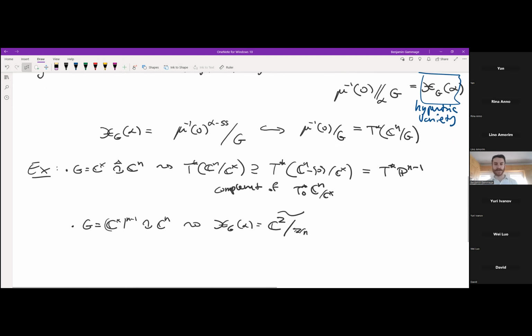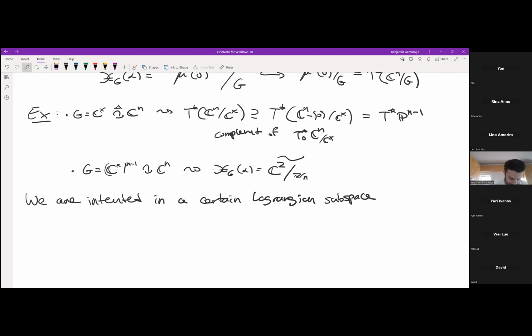So how am I going to understand the geometry of these spaces? Basically all the geometry of these spaces is going to be encoded in some Lagrangian subspace. So we are interested in a certain Lagrangian subspace of these varieties. Let me define it. Definition. Inside of T star C to the N, I'm going to define a Lagrangian, which I'll call L. It's going to be the union of conormals to intersections of coordinate hyperplanes.